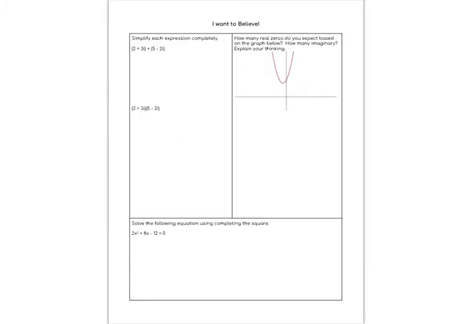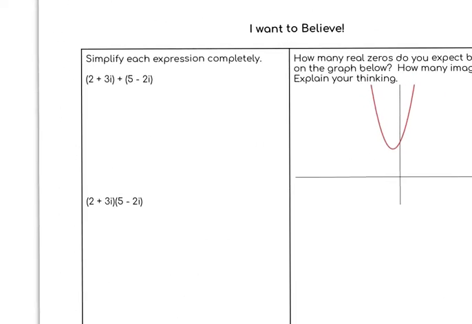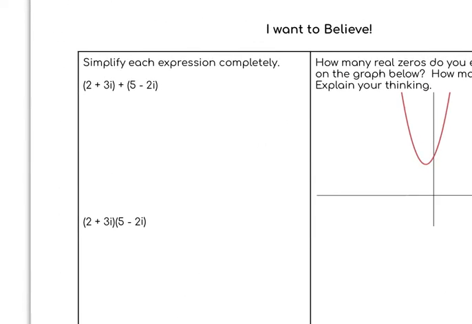On the next page, we've got stuff from I Want to Believe. We're going to start off with some work with imaginary numbers and then kind of go from there to solving using completing the square. So let's do our imaginary number stuff first. When we're combining complex numbers by adding, and that's what we're doing between these two, what that really means is that we are combining like terms.